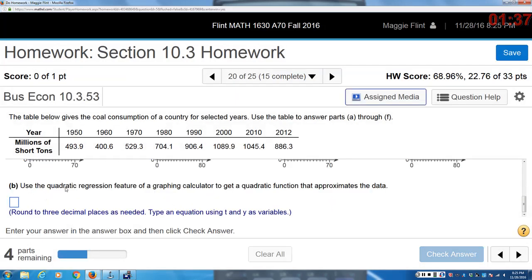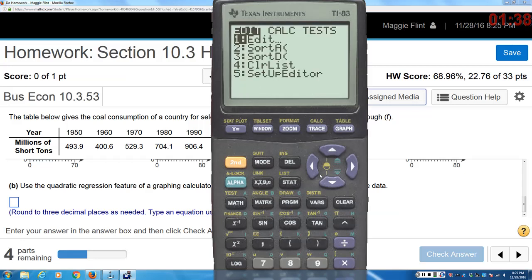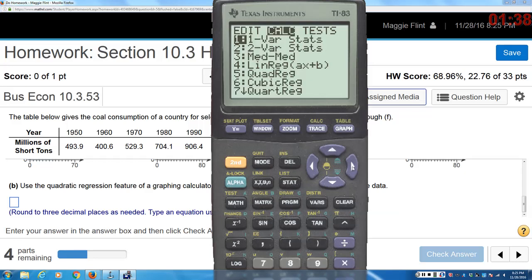And then notice what it says to use. It says use the quadratic regression feature. All of your regressions are on one screen. The screen you want to use is you want to go to Stat, which is where you went to enter your data, and go over to Calc, which is the menu in the middle, the only one you'll use. And here's what the various things are. You won't use 1, 2, or 3 at all, ever. Number 4 graphs a straight line.